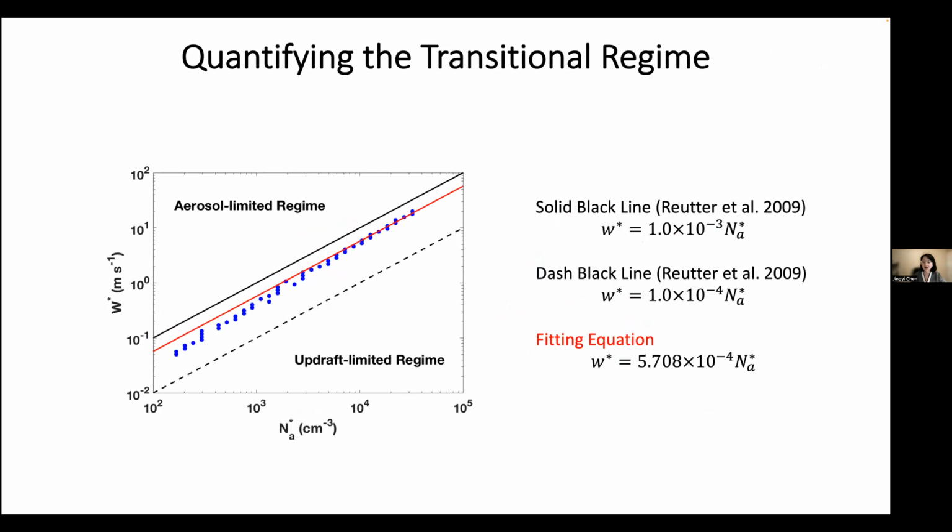Here, the vertical axis of this figure is the vertical velocity of the transitional regime, and the x-axis is the aerosol number concentration of the transitional regime. The black dots are from the numerical simulations. The red line is the curve fitting of the blue dots, serving as a quantitative equation marking the transitional regime, which is located between the 2 black lines defined by the previous work, Reuter et al. 2009. This equation can be used for parameterization in the future.